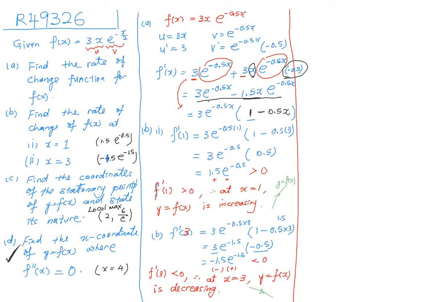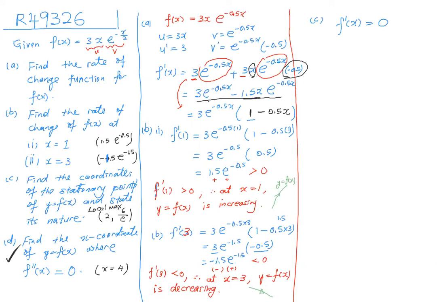Let's move on to part C. So who is the lucky one? Hao-Zhe, how to do C? f prime x equal to 0. How do you know f prime x must be equal to 0? Stationary. Yeah, good. Stationary point means the rate of change at that point is 0. So what should I do next, Hao-Zhe?